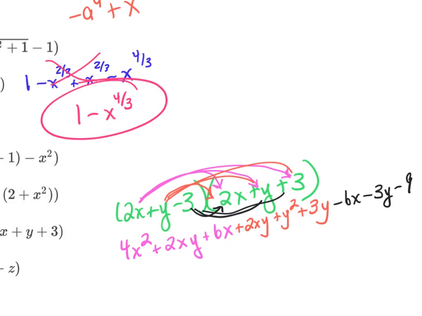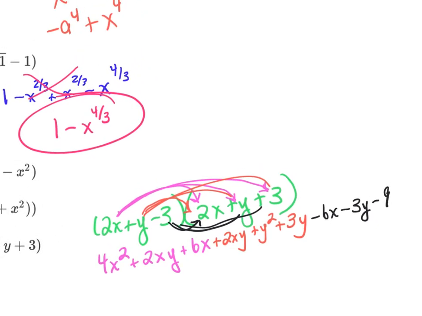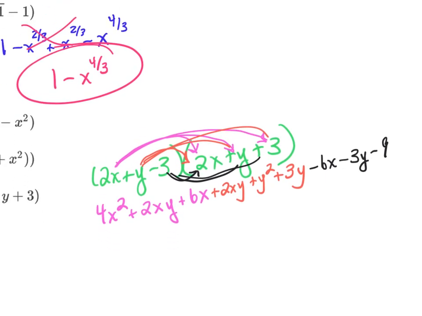Lots of cleaning up to do here, but that's okay. All right, 4x squared. Do you see anything else that has just plain old x squared? No, so I'm going to rewrite 4x squared. Now just move from left to right. Don't worry about putting anything in any order right now. I have a positive 2xy here, and I have a positive 2xy here. Is there any other xy's? No, so I have plus 4xy.